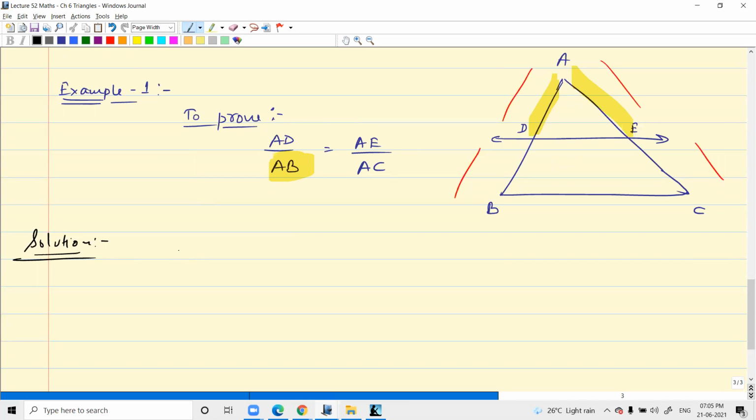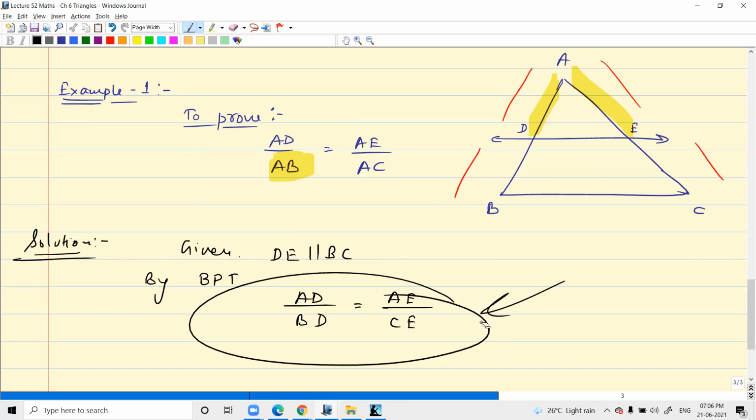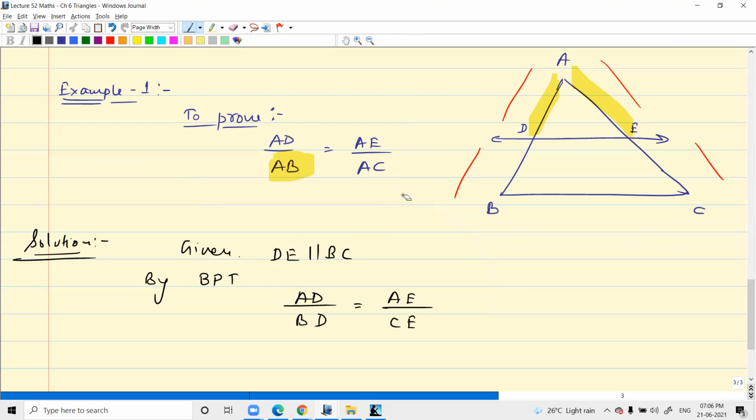So what do we do? Given DE is parallel to BC, so by basic proportionality theorem, or Thales theorem, you can write whatever you like. What happens? AD by BD is equal to AE by CE. This is what you will take from the basic proportionality theorem. Don't take the final result directly and say that from the theorem only I will prove it.